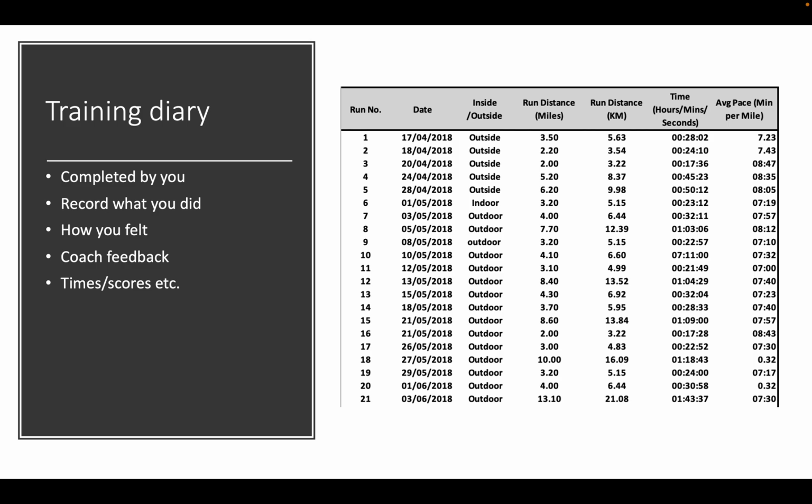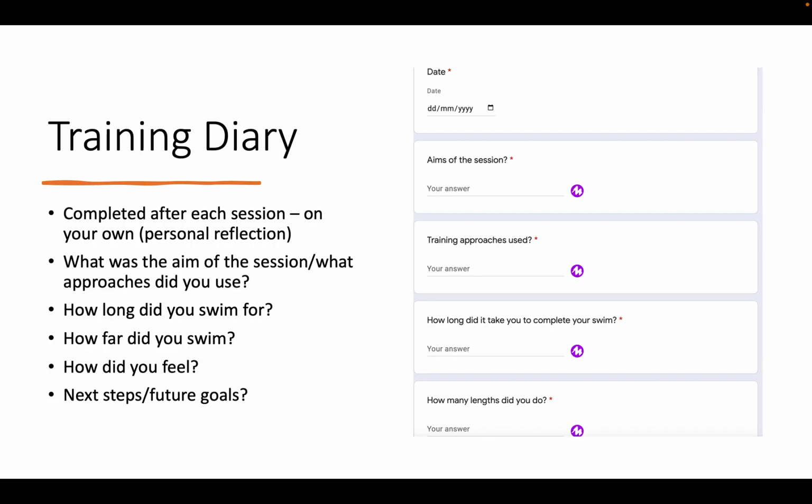Here's an example of a training diary that I filled out when I was training for a half marathon. So you can see here the number of runs that I did, the dates that I carried them out, whether they were outside or whether they were indoors on the treadmill, how far I ran in terms of distance in miles and in kilometres, and then the time, how far did I run for, and then the average pace. And it was important to track the average pace because over time I could make judgments about, am I getting faster and am I getting fitter if my pace is starting to come down. Other things you would want to include here was how you felt, and then also any coach feedback if you were working with a coach.